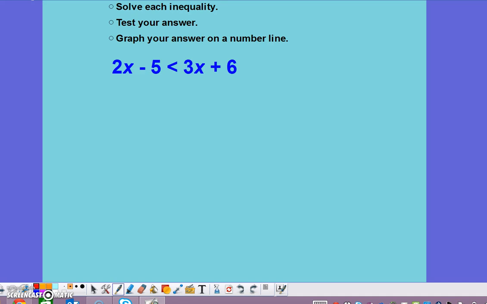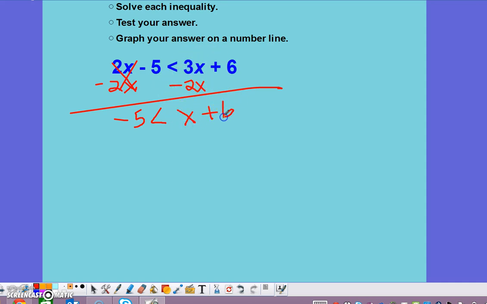These are all the steps that you're going to have to be able to do on the assignment. So again, I have positive 2x minus 5 is less than positive 3x plus 6. My smallest variable is the positive 2x. So to get rid of positive 2x, I'm going to subtract 2x from both sides. My 2x's cancel. I'm left with negative 5 is less than. If I have 3x's and I subtract 2, I'm left with just 1x. Bring down my plus 6.